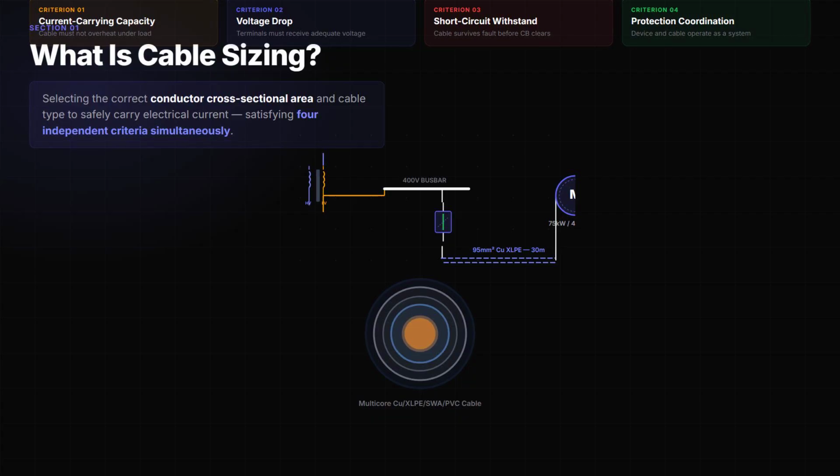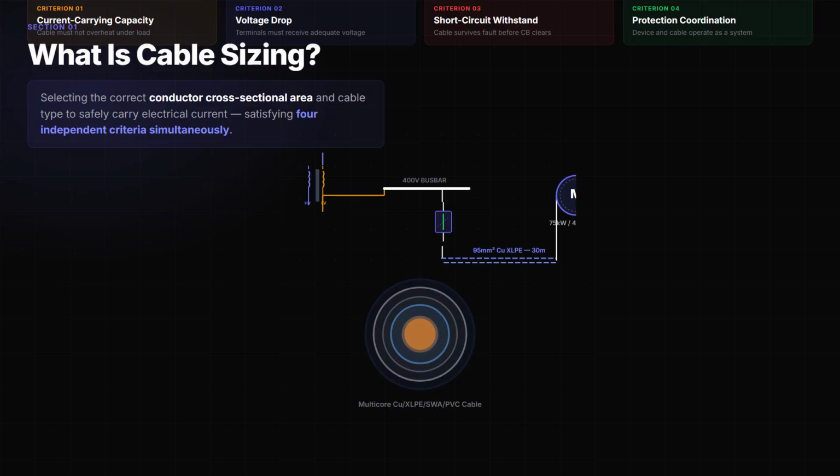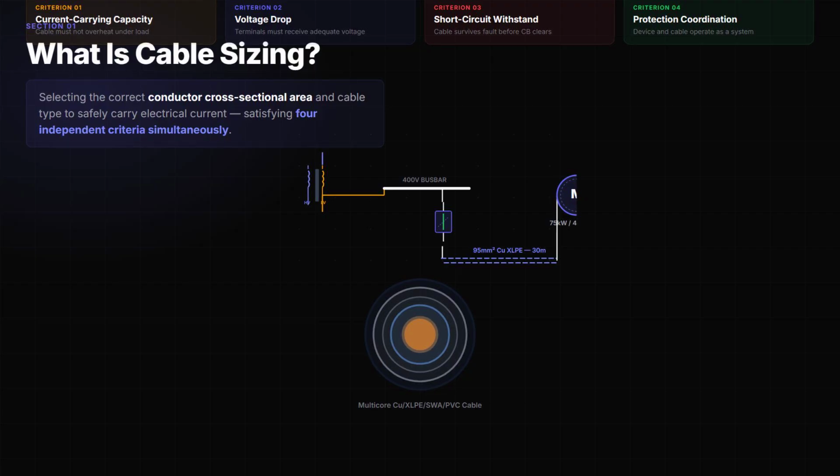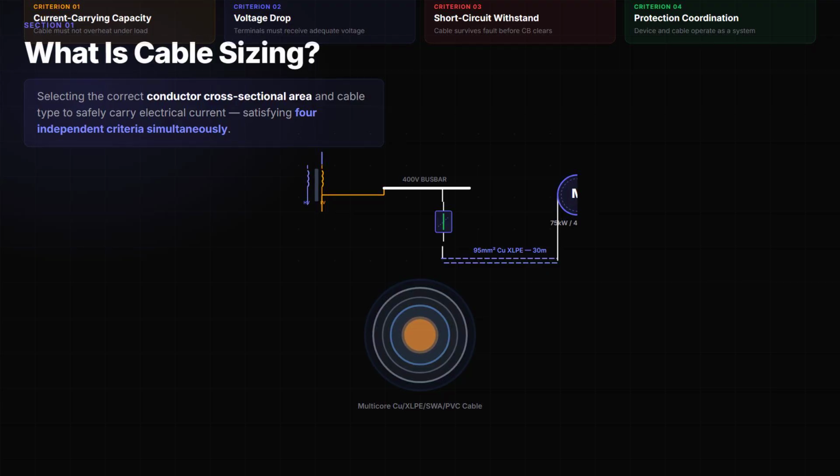But selecting a cable is not simply picking a number from a manufacturer table. Every cable selection must satisfy 4 independent engineering criteria. First, the cable must carry the design current without overheating. Second, it must maintain acceptable voltage at the load terminals. Third, it must survive a fault current long enough for the protection device to clear that fault.